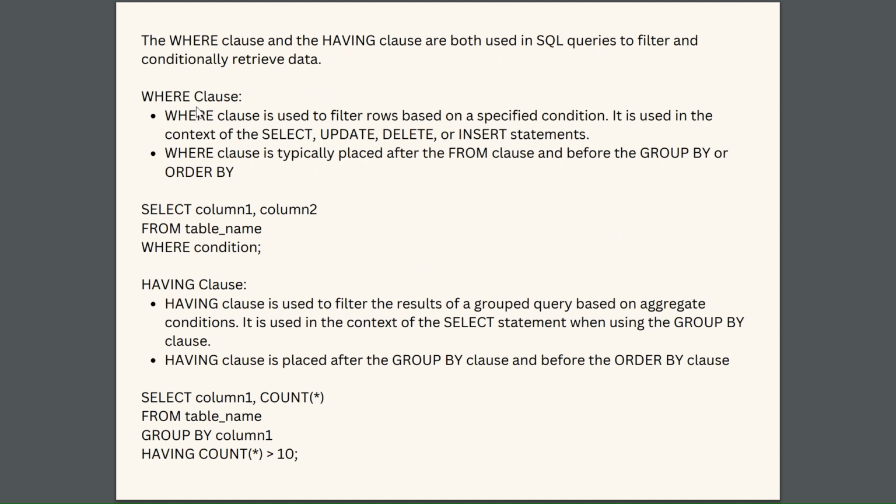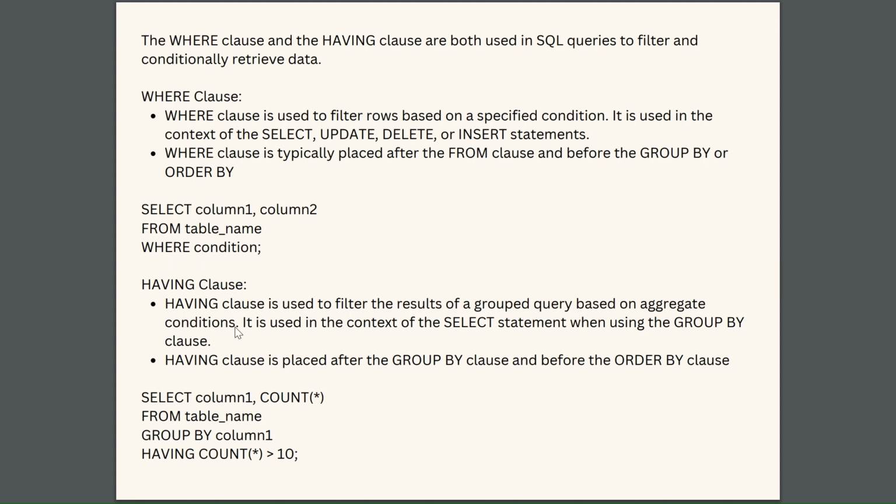The first one is where clause. Where clause is used to filter rows based on specified conditions. It is used to filter data in the context of select, update, delete, or insert. So we can use where clause in all these contexts. Where clause is typically placed after the from clause and before the group by or order by clause. So that is the order in which we have to specify the where clause. So this will be the basic syntax of where clause, and we use where clause to specifically filter data on a row by row basis.